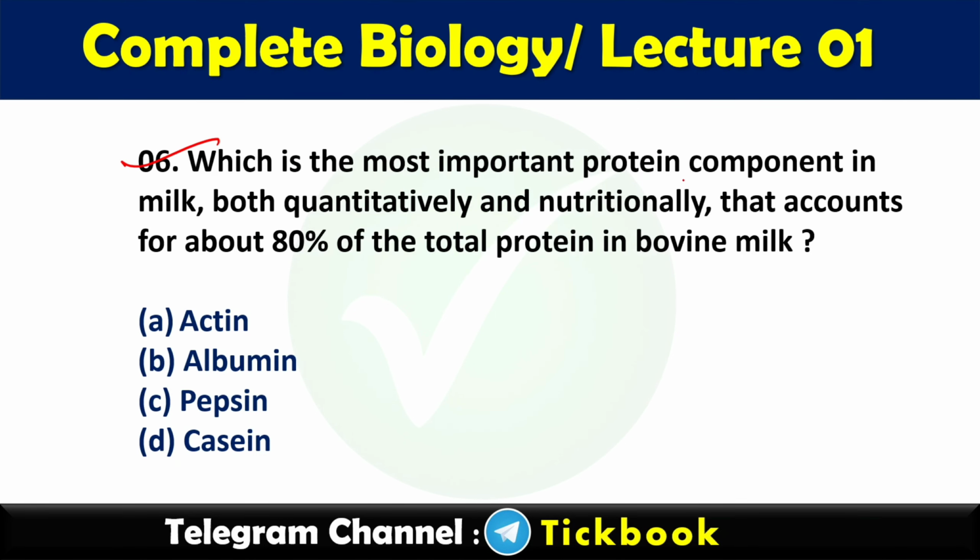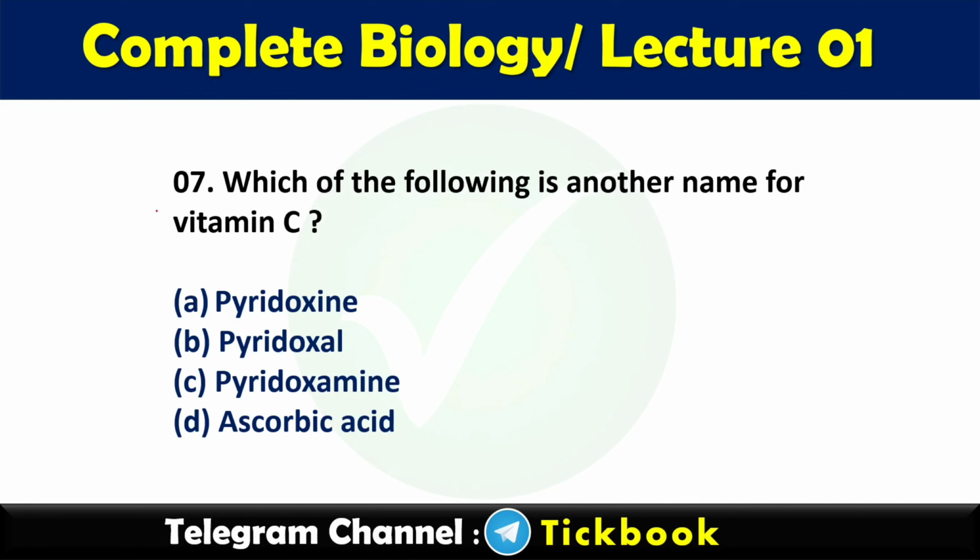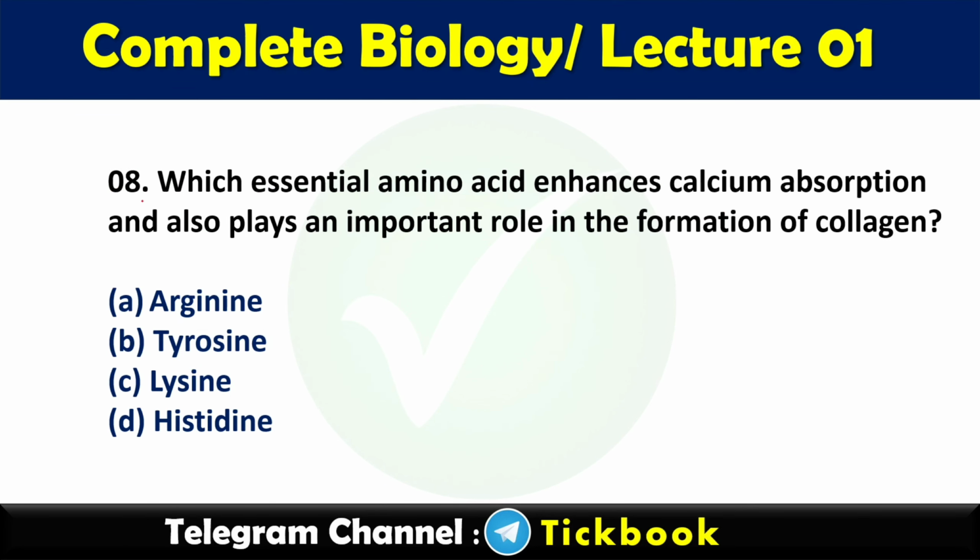Question number 6. Which is the most important protein component in milk, both quantitatively and nutritionally, that accounts for about 80% of the total protein in bovine milk? Option number D, casein. 7. Which of the following is another name for vitamin C? Number D, ascorbic acid.